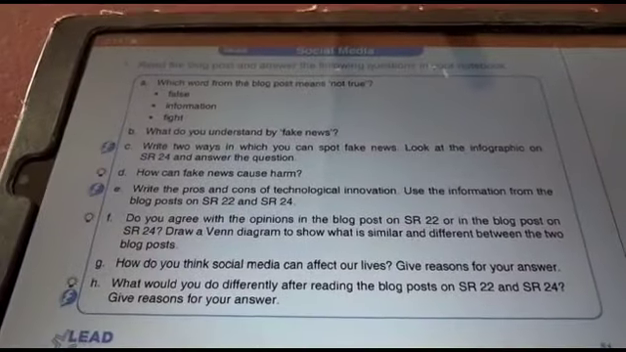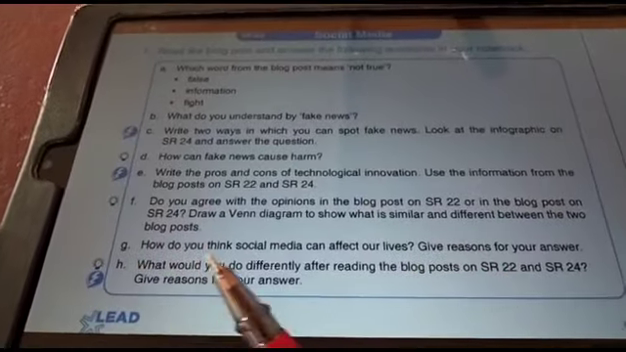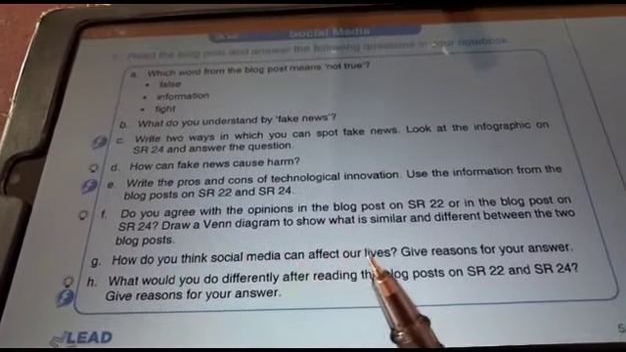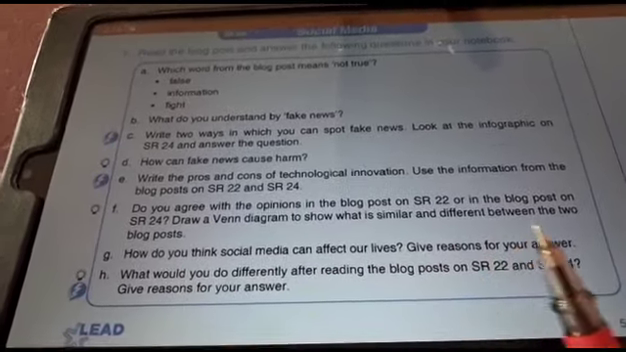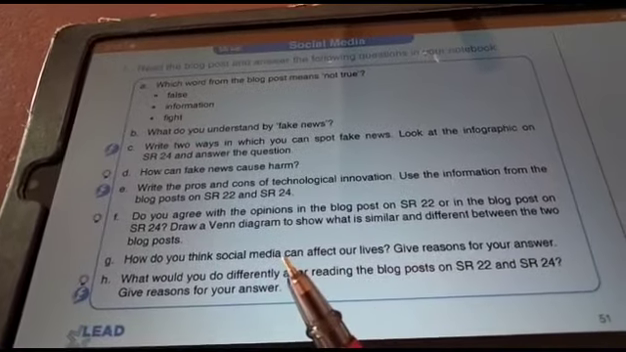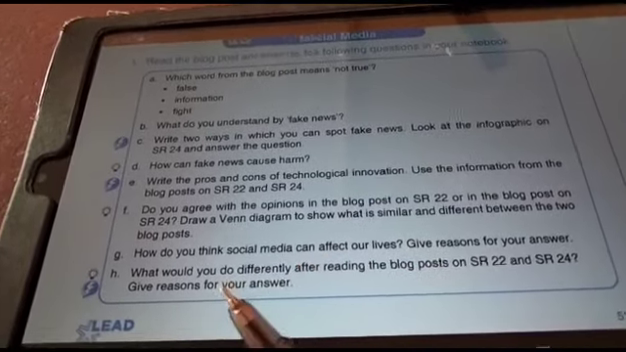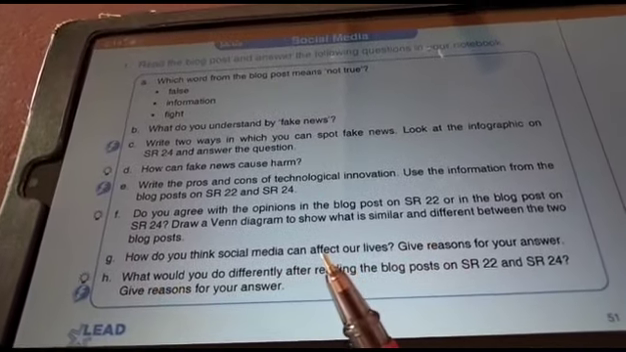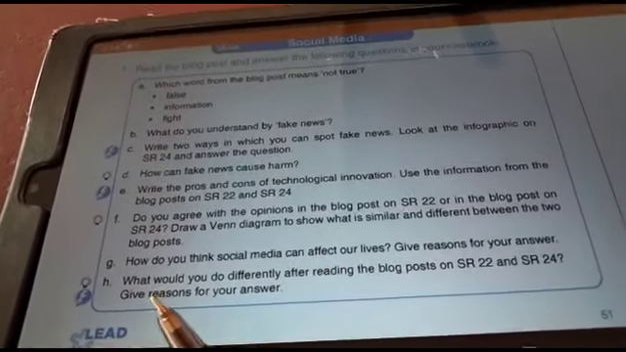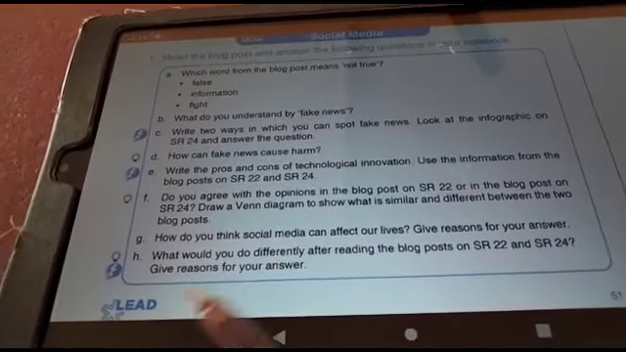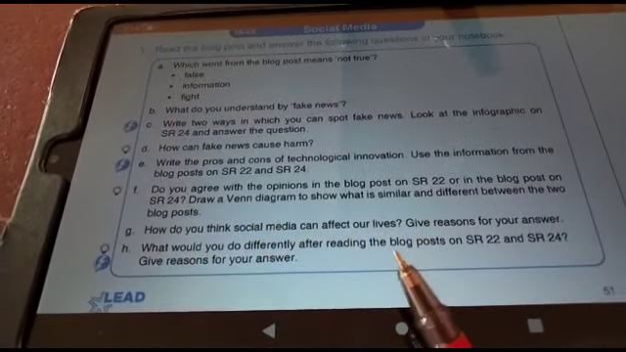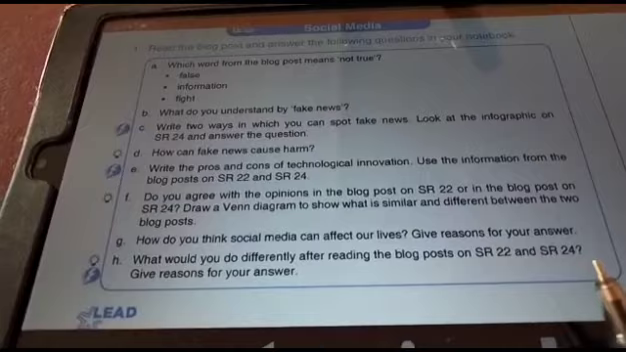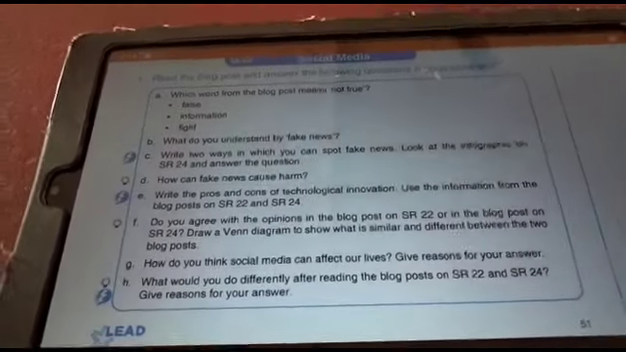So then G question, how do you think social media can affect our lives? Give reason for your answer. This is a very important question. You have to write how social media affects our life. And H question, what would you do differently after reading the blog post on SR22 and SR24? Give reason for your answer.